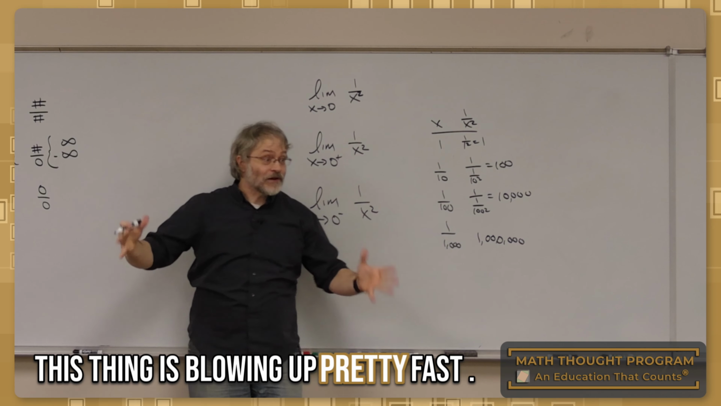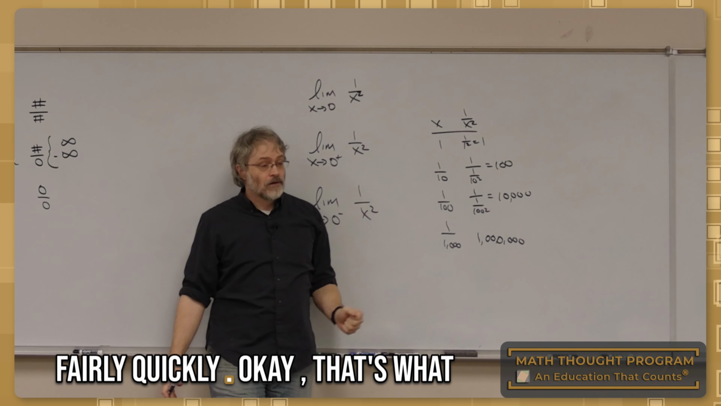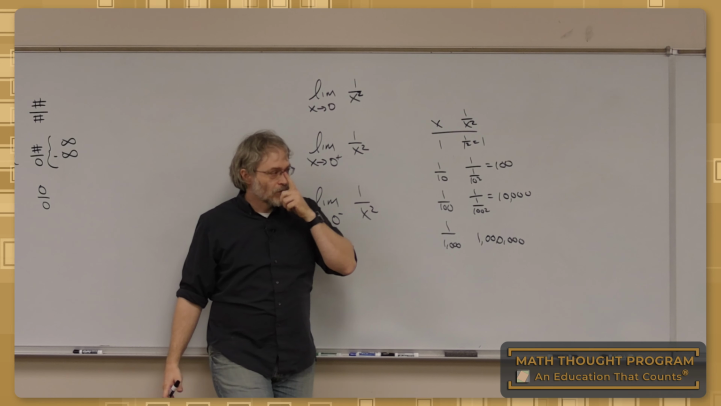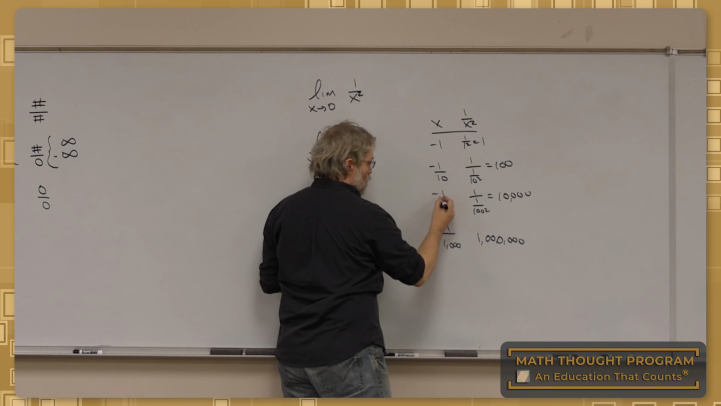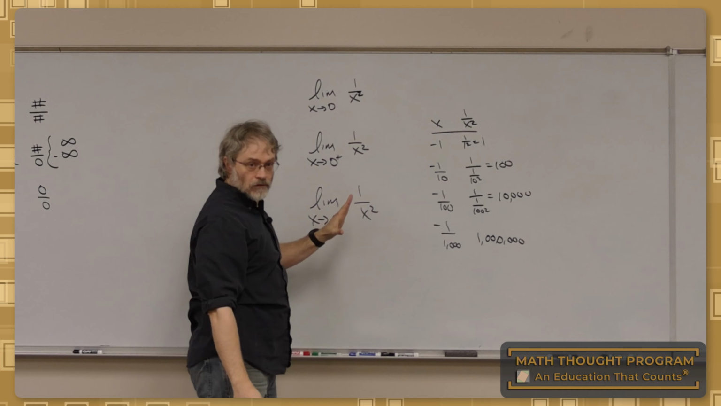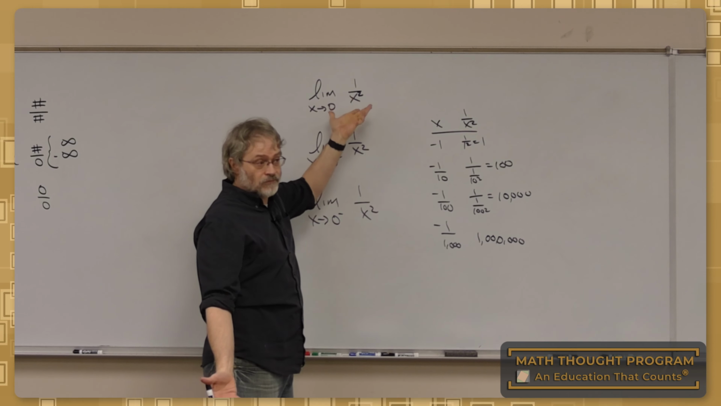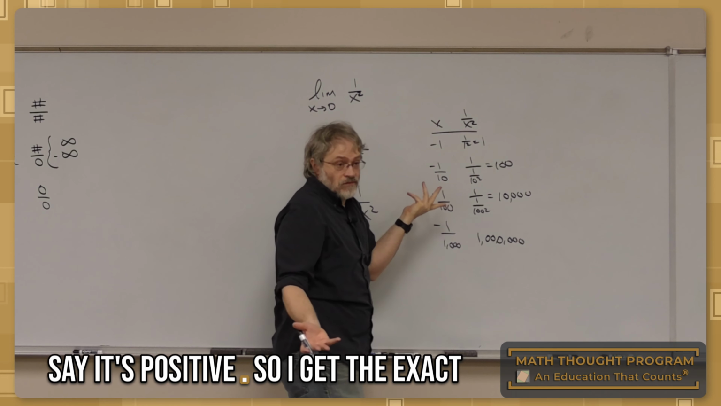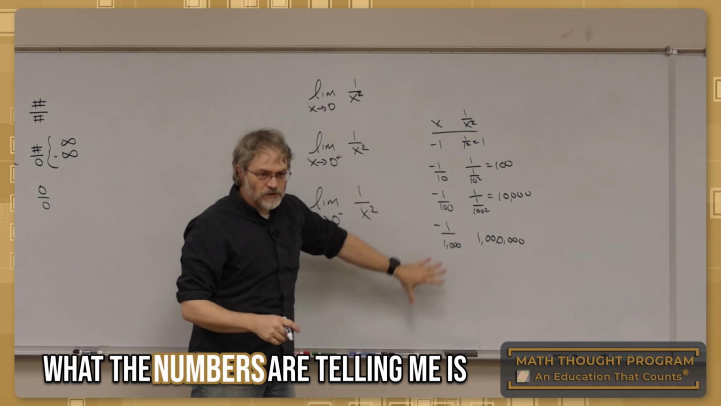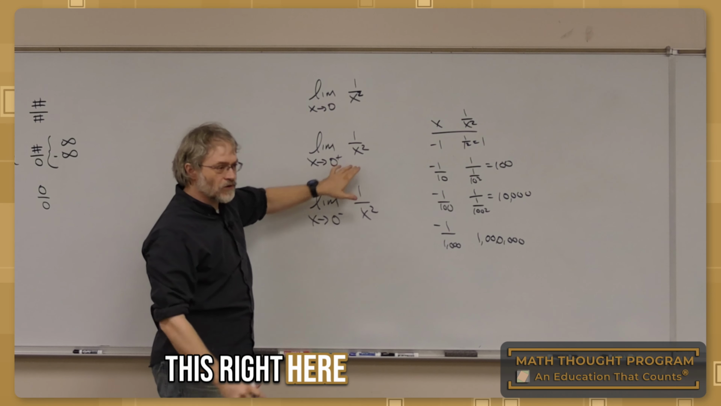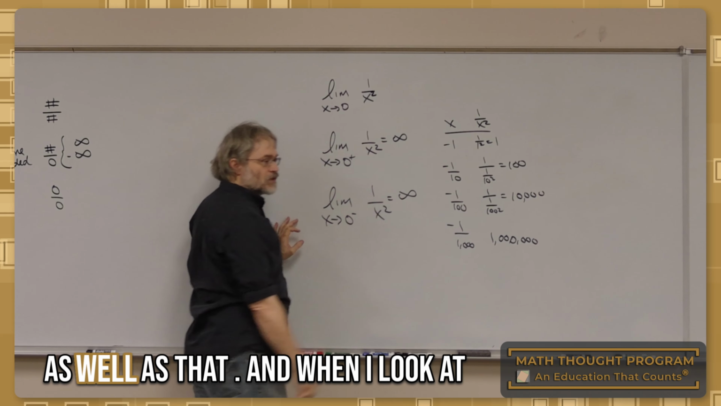Okay, so if you take this and you plug it in, this thing is blowing up pretty fast. It's going towards positive infinity. I can see that fairly quickly. Okay, that's what the numbers are telling me. And if I was to look at the negatives, maybe approach it from the left side now. If I was to take that and square it, what happens when I square a negative value? Say it's positive. So I get the exact same thing. Okay, so what the numbers are telling me is it seems like it's going off towards positive infinity as well as that.